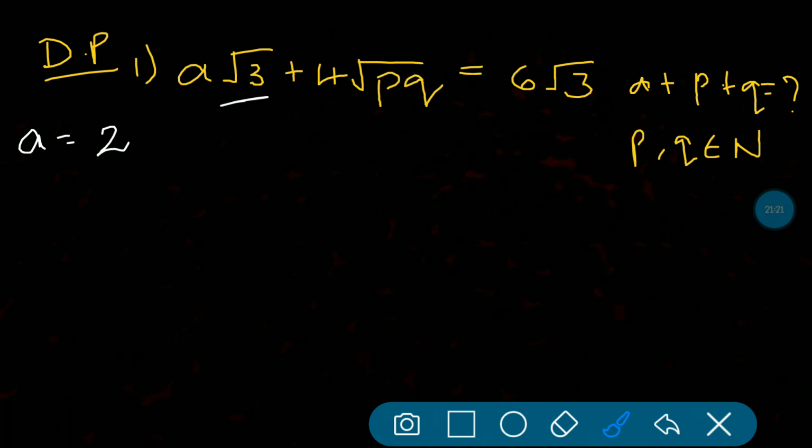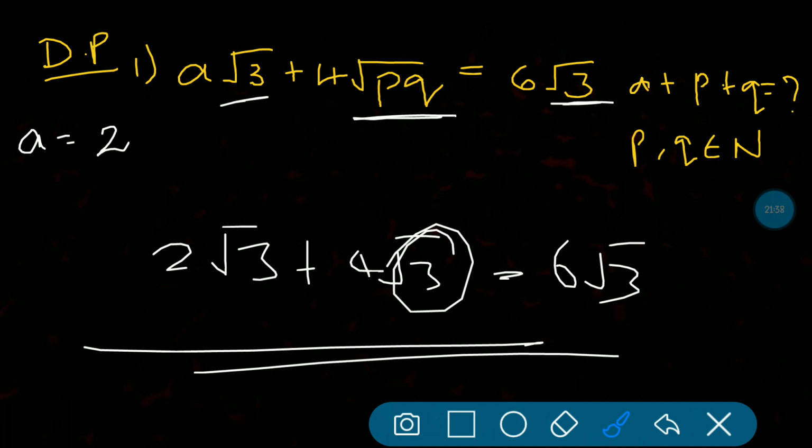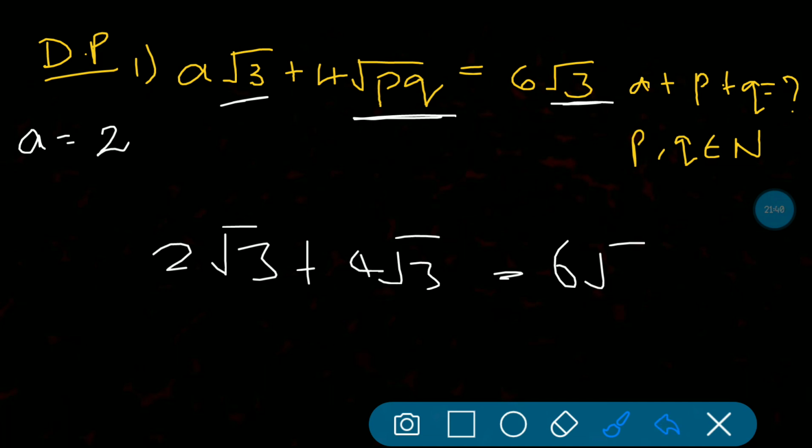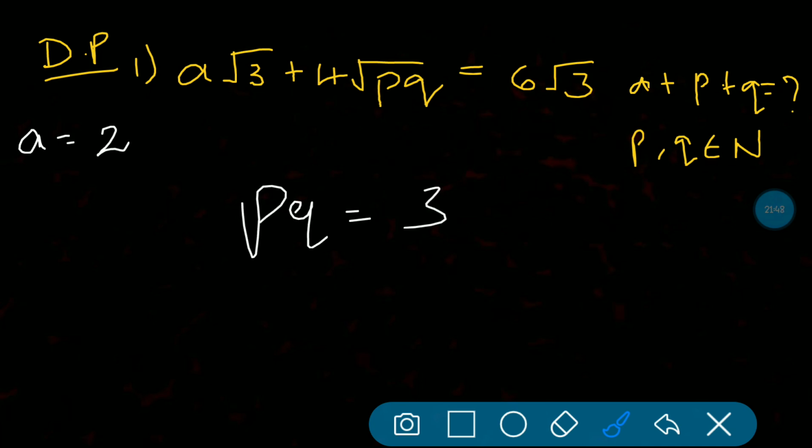Then what is p and q? Now here root 3 it is there, here root 3 it is there. Ideally this also needs to be root 3, because then only we can add, right? 2 root 3 plus 4 root 3, then only it will be equal to 6 root 3. If here it is not root 3, you can't add it up. You have to do some process, because it is not a similar surd. So obviously p multiplied by q has to be equal to 3. Understood?